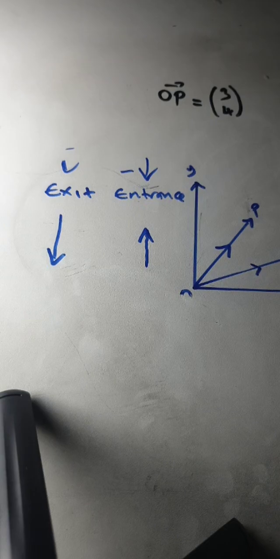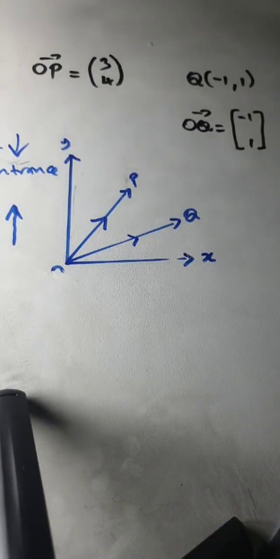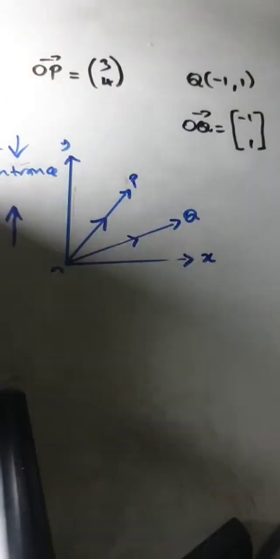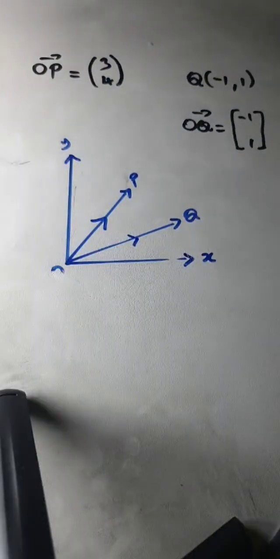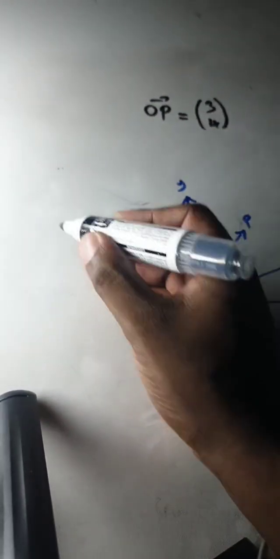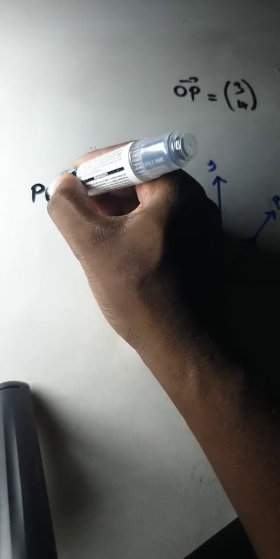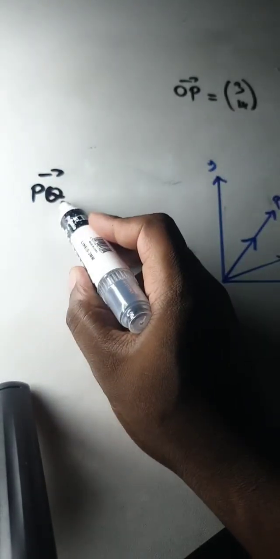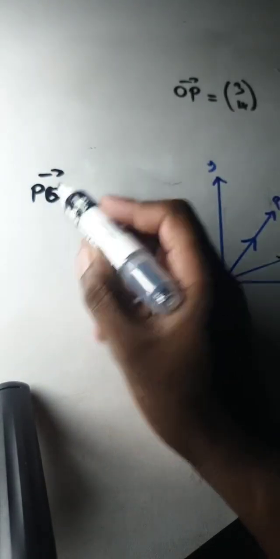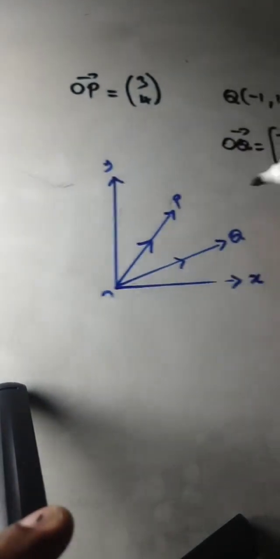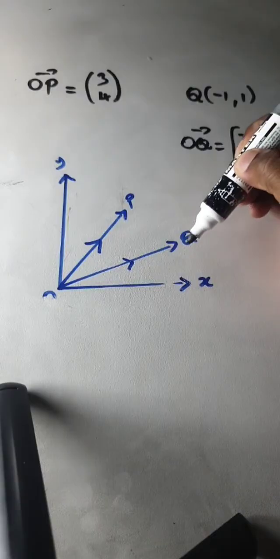Now, having said that, let's go back to our drawing. Let's forget about the entrance and exit for now. Ladies and gentlemen, we have been asked to find the vector PQ. So, vector PQ: we are moving from P going to Q. How are we going to move?